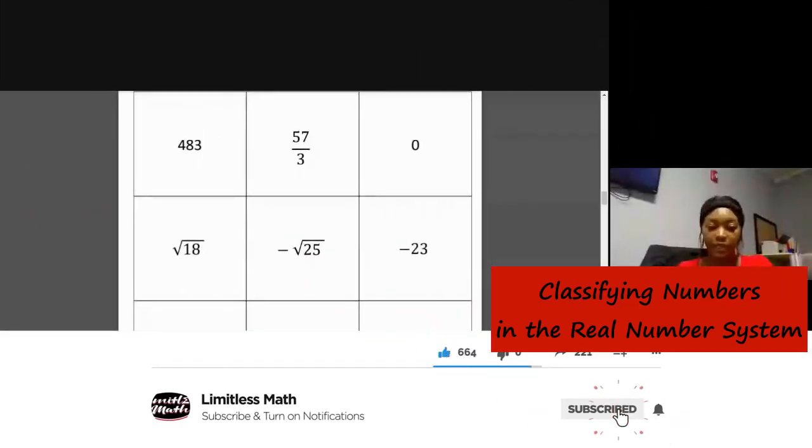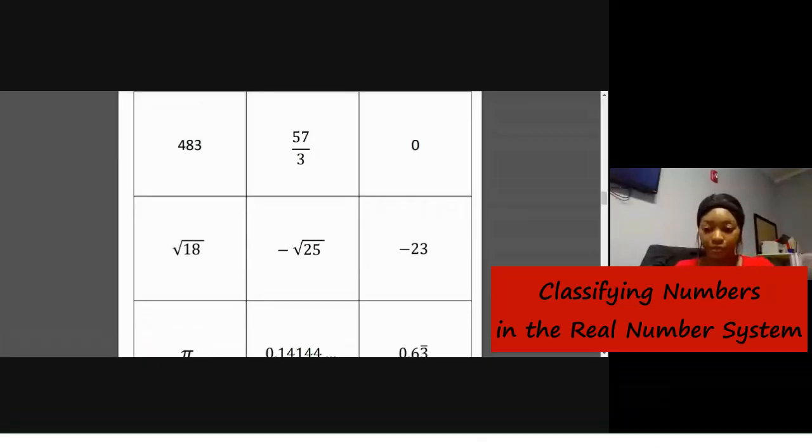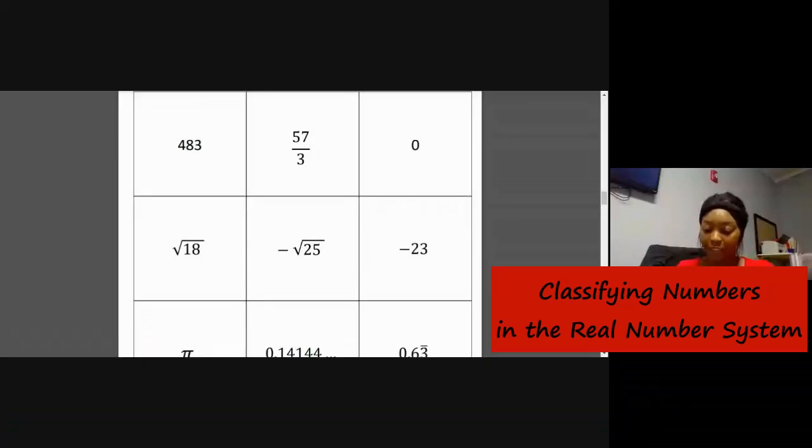All right, so let's try it again. What should 57 over 3 be classified as, guys? Very good. It should be classified as rational. Good job, Janasia. Now, is 57 over 3 a natural number? Is it a natural number? Joshua says no. Okay.